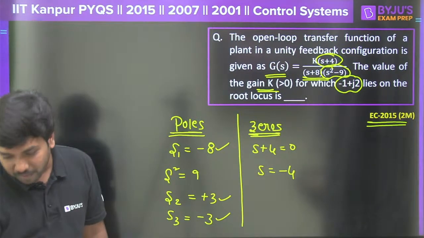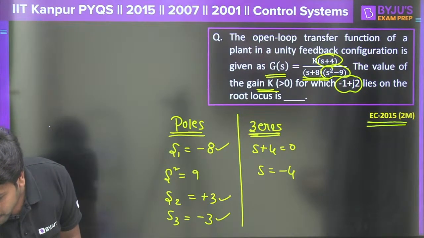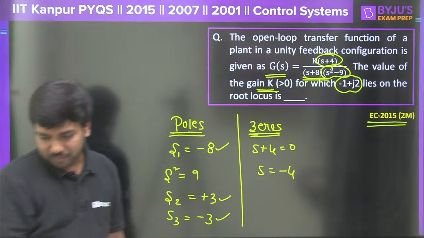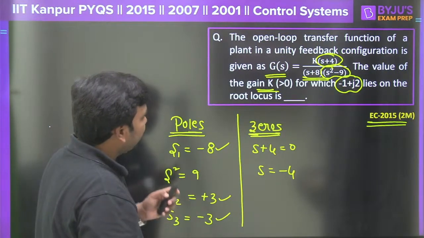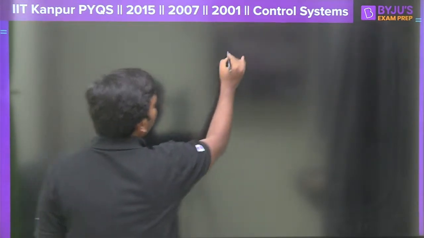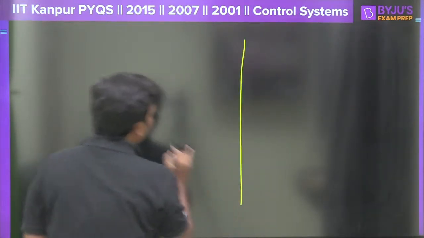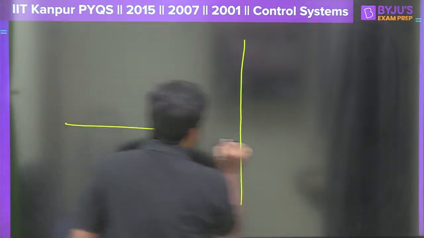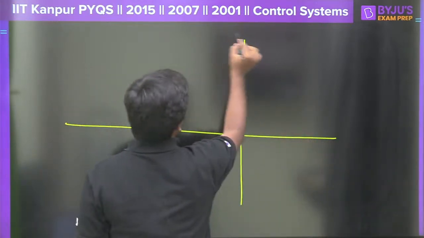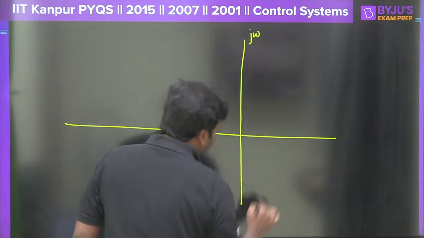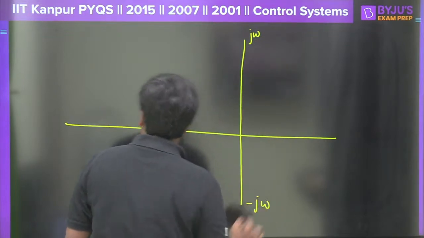And this is a very good question, as I was saying. Let me see how many of you will be able to answer this fast, right? So first of all, when you are asked this question, you have to plot the S plane. Take the S plane here. So this is j omega and this is going to be minus j omega, right?